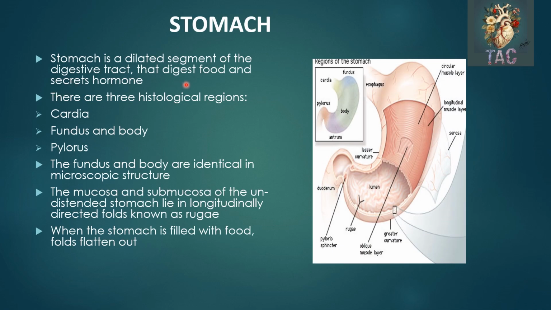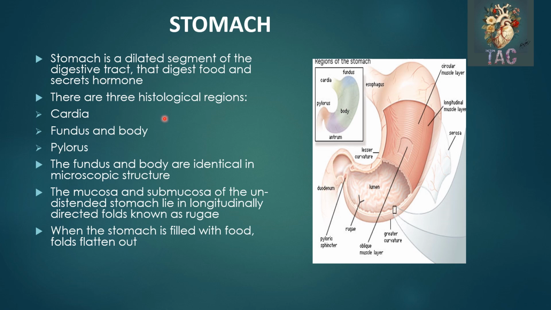The stomach is a dilated segment of the digestive tract that digests the food and secretes hormones. It receives a bolus of food from the esophagus, and mixing and partial digestion of the food takes place in the stomach with the help of the gastric secretion. This combination of the bolus of food and gastric secretion forms the chyme. This chyme is then passed into the small intestine via the pyloric part of the stomach.